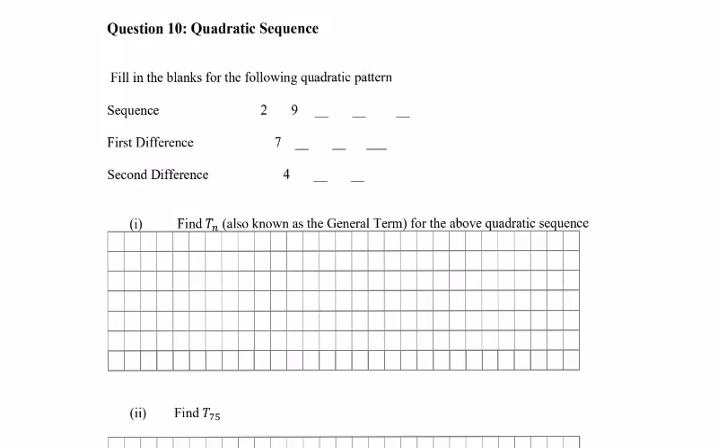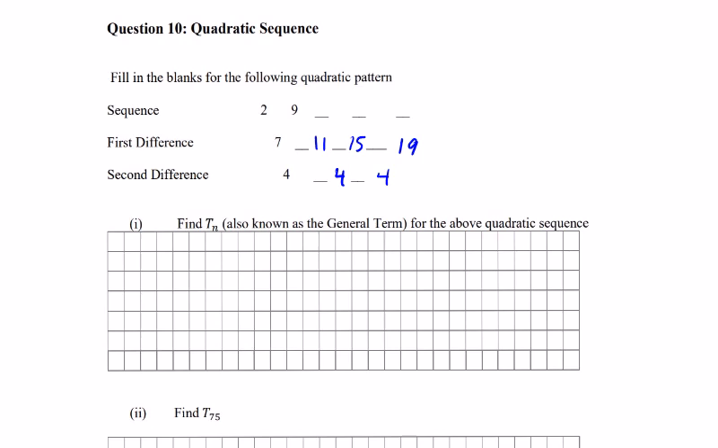Question 10 on the test was this quadratic sequence, your differences. So if we have 2 and 9 as the sequence, 7 is the first difference, the second difference is consistent. So we can fill them in first. The difference between 7 and 11 is the 4 below. The difference between 11 and 15 is the 4 below. And the difference between 15 and 19 is the 4 below.